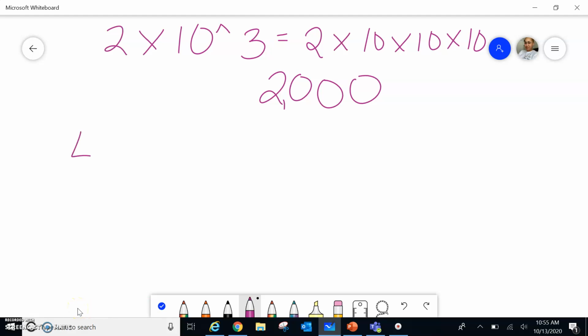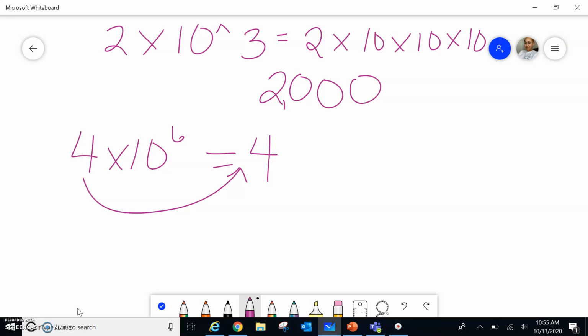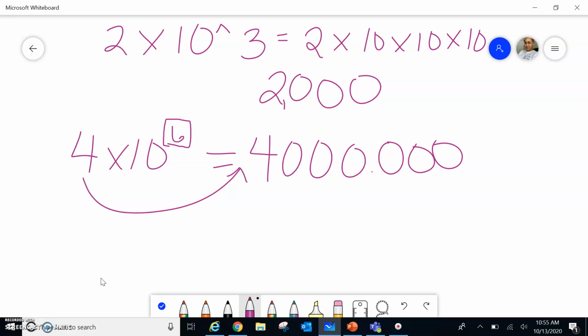Alright, let's do another one. If I have 4 times 10 to the 6th power, that means, again, I can just bring my 4 over. And again, my exponent also tells me how many zeros would go in my answer. 6 is my exponent, which means I'm going to have 6 zeros. 2, 3, 4, 5, 6. And then don't forget your commas, which gives me 4 million. 4 times 10 to the 6th power is 4 million.